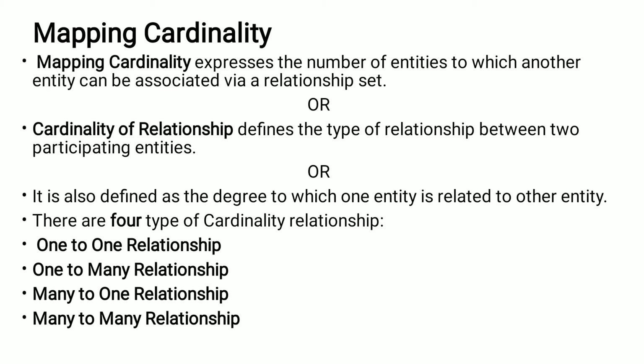So, what is mapping cardinality? Mapping cardinality expresses the number of entities to which another entity can be associated via a relationship set. It means the cardinality of a relationship defines the type of relationship between two participating entities. Cardinality is also defined as the degree to which one entity is related to another entity. Here, cardinality ratio means the maximum number of relationship instances in which an entity can participate.